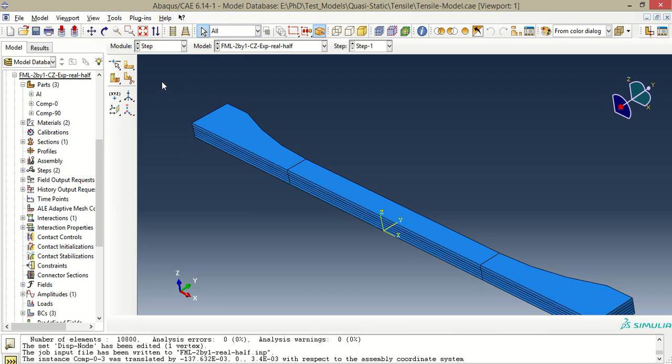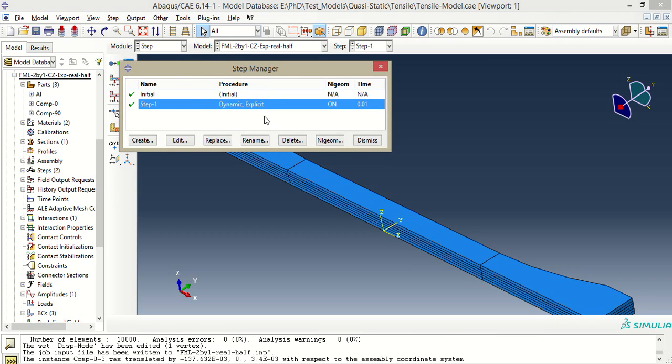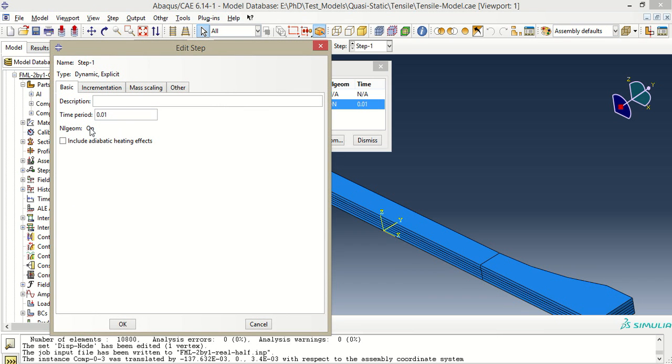Now the step module. In the step module I am using Abaqus Explicit with some specific time duration. Since my composite and aluminum are strain rate insensitive, I can simulate it at a much faster rate. Aluminum is strain rate insensitive below 3000 per second strain rate.